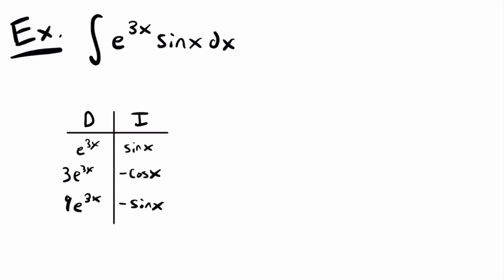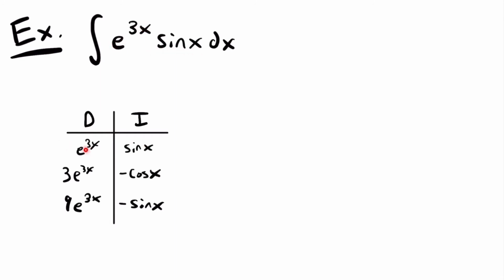And we're going to keep going back and forth with cosine and sine all the way down this column forever. And so the question is, how do we know when to stop? Well, what you want to look for is in a row of your table, you want to see if you can find a matching term to what is in the integrand of your original integral. In this case, we have the integral of e to the power of 3x times sine of x.